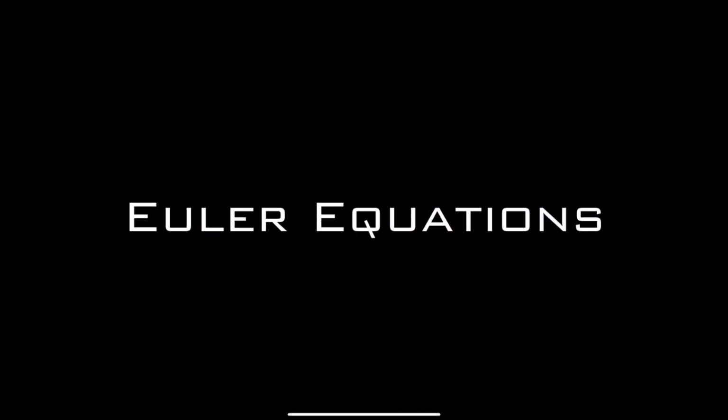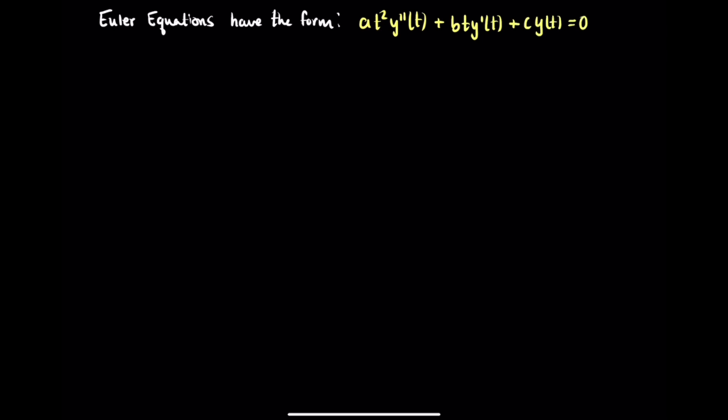In this video, we're going to discuss what Euler equations are. So Euler equations have the form a t squared y double prime t plus b t y prime t plus c y t equals 0. And these Euler equations are also called the Cauchy-Euler equation or equidimensional equation.